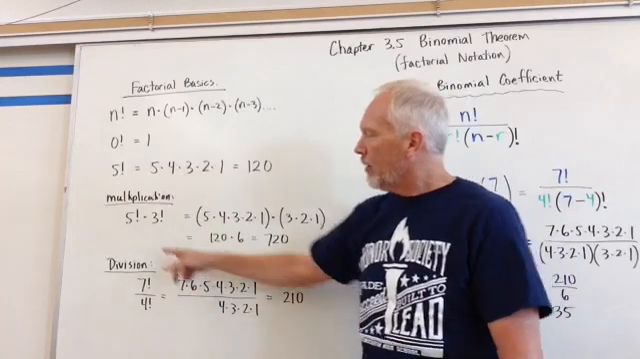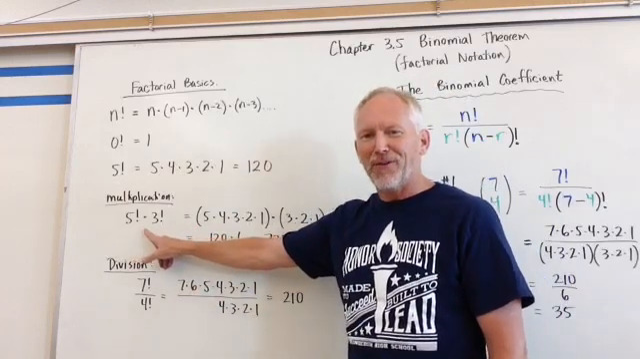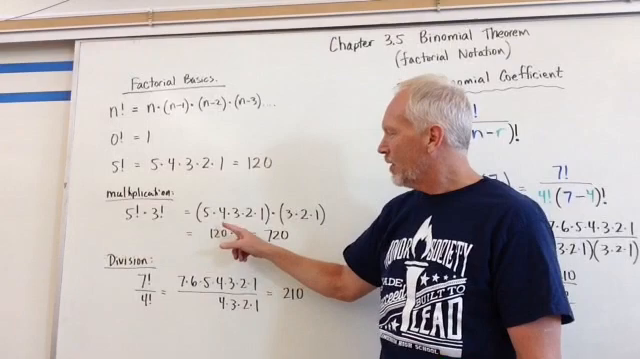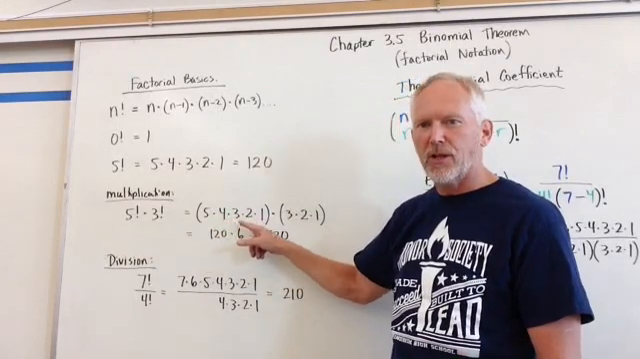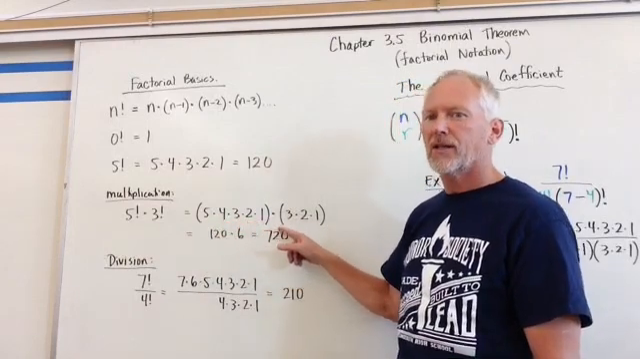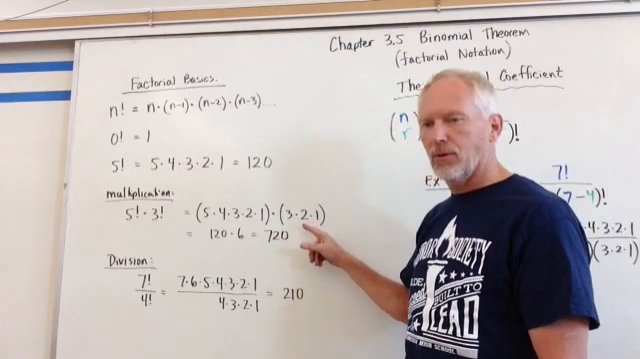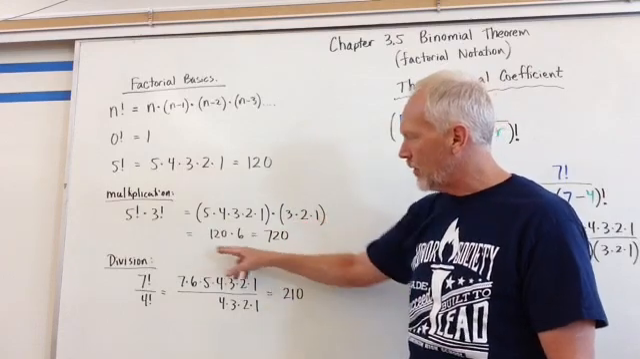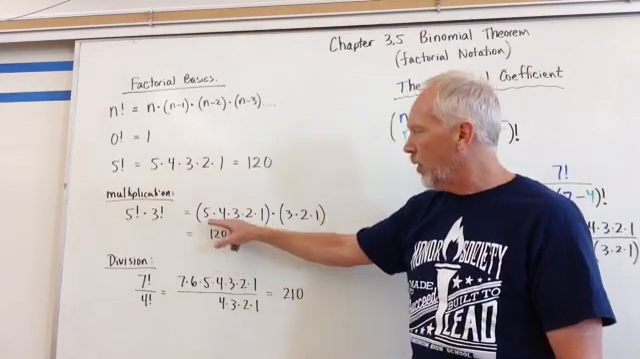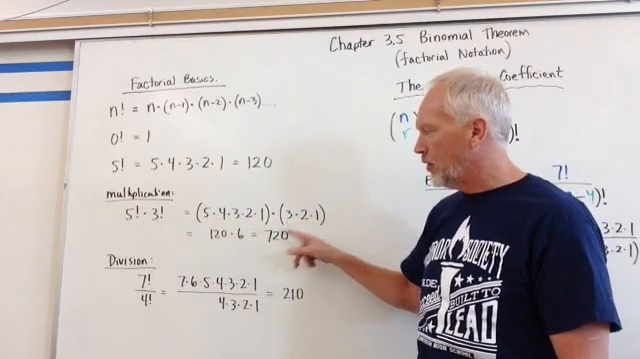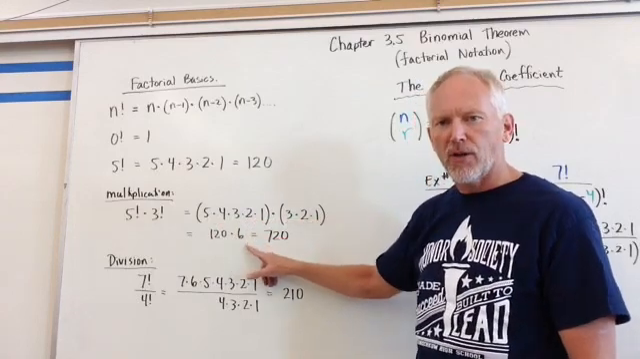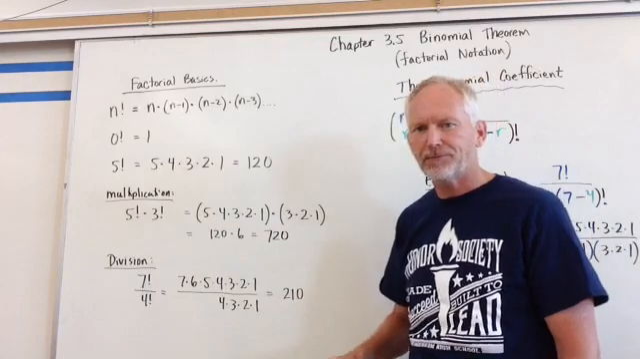Maybe we want to do some multiplication with factorials. 5 factorial times 3 factorial is 5 times 4 times 3 times 2 times 1 times 3 times 2 times 1. What is all that total? 120 for the top. 3 times 2 is 6. 120 times 6 is 720.